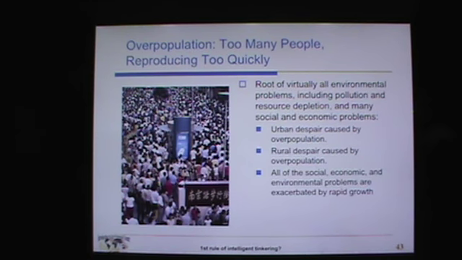All the social, economic, and environmental problems are made worse, are exacerbated by the fact that we have had a rapidly growing population. We still have a rapidly growing population. We certainly have reduced the rate of population growth. And how we solve these environmental problems is hampered by the rapid population growth of humans.